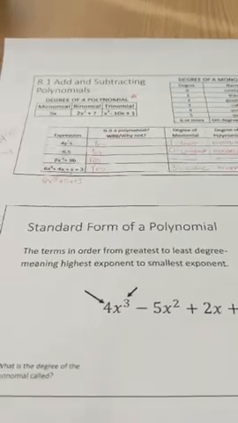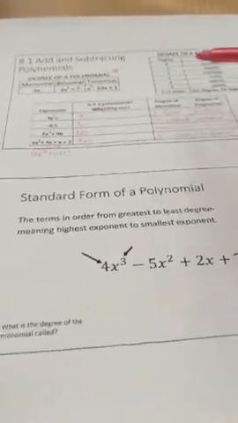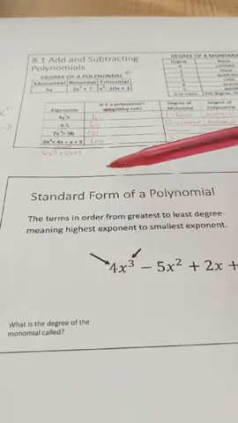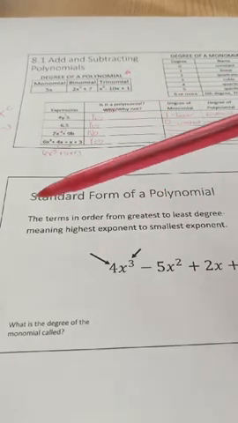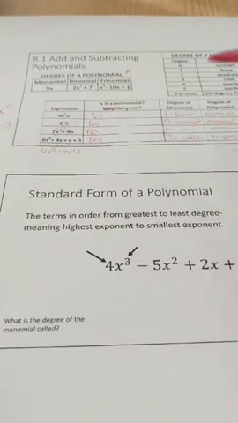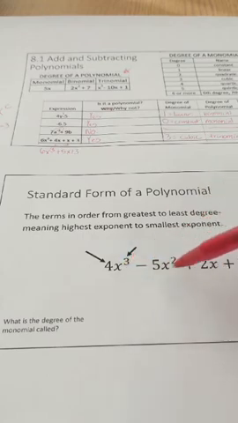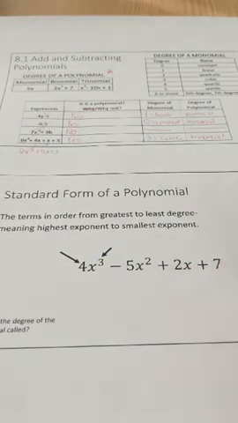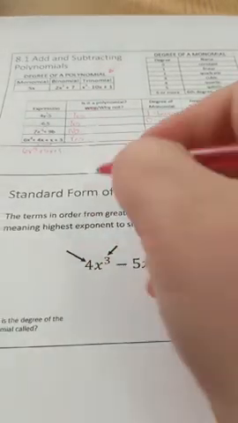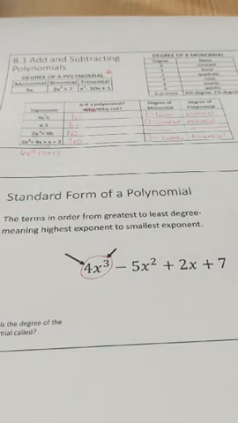Then looking here, in order to do these things, we have to have polynomials in standard form. And all standard form means is that you're writing them in order from greatest to least degree. So we have x to the third, x to the second, x, and just 7. Okay, so once they're in that order, this is one of the most important parts. It actually gives us quite a bit of information about the polynomial.